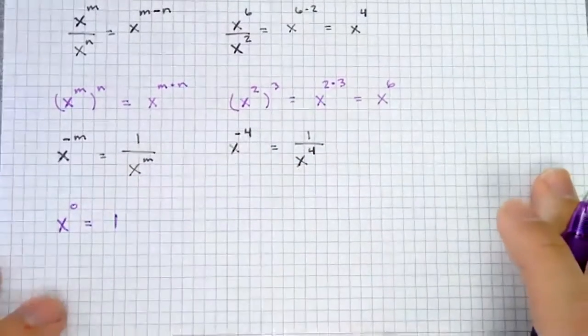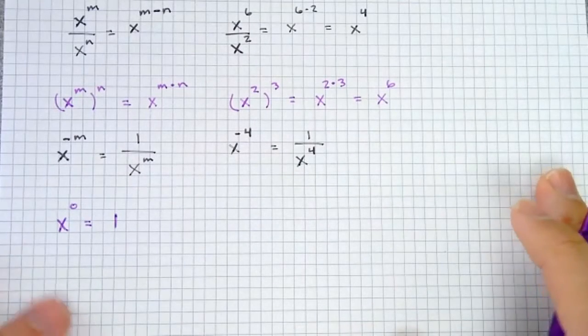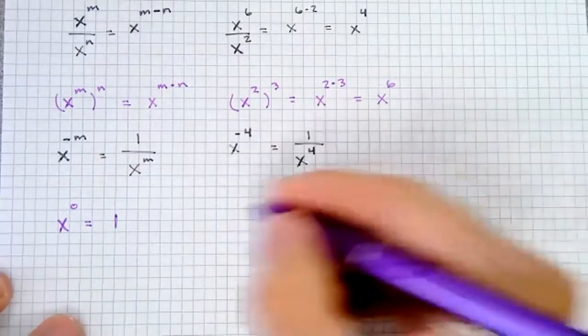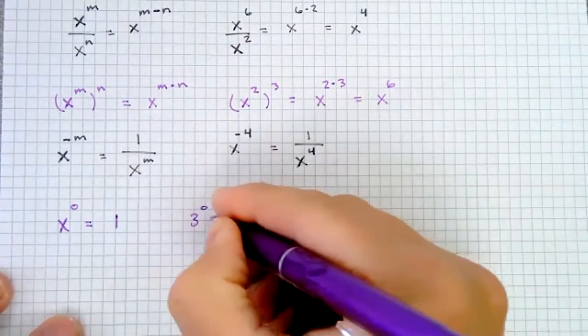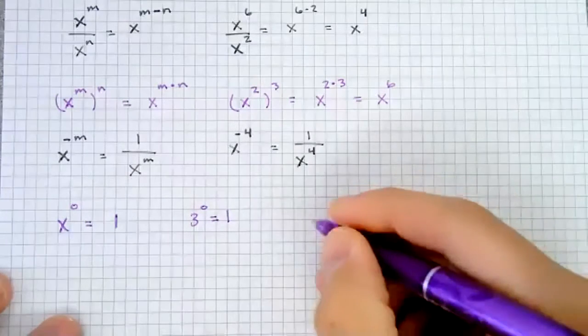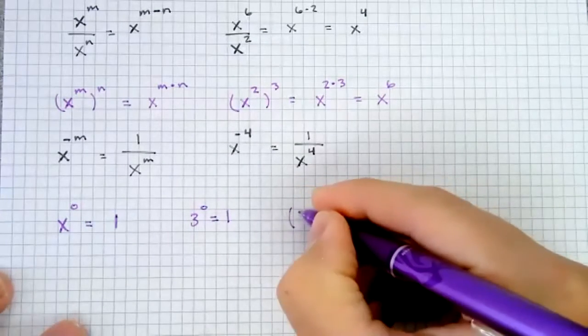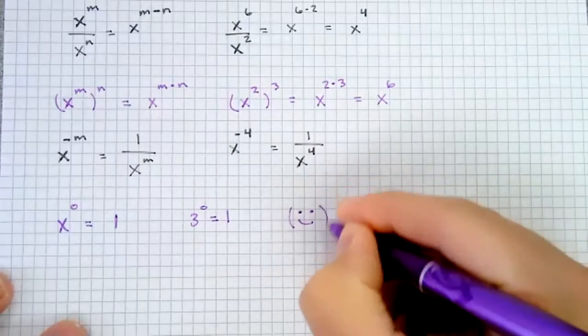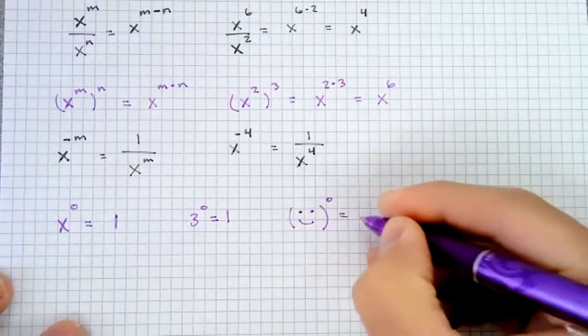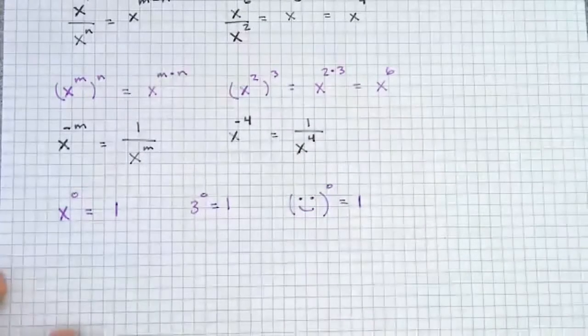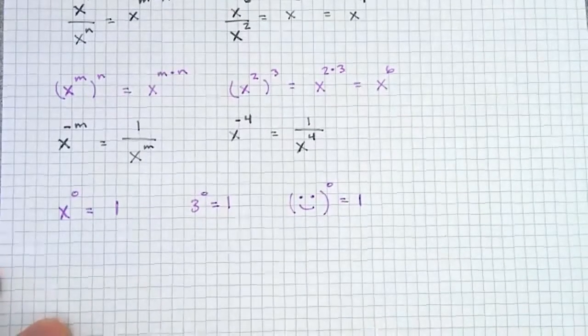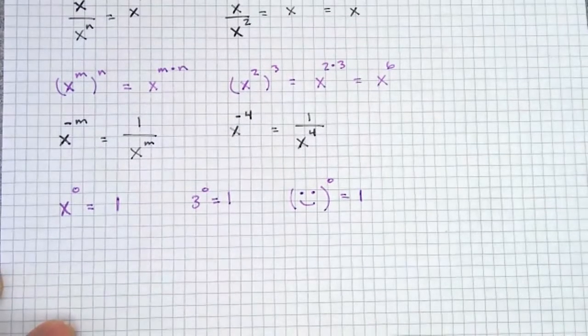Anything raised to the 0 power is just 1. Doesn't really matter what it is. Anything raised to the 0 power is always going to be 1.